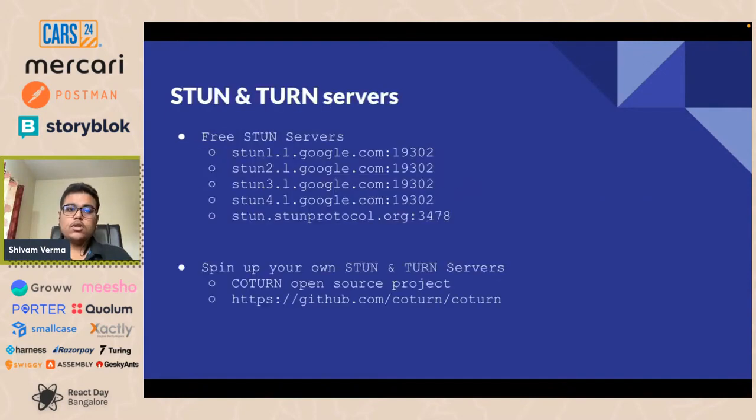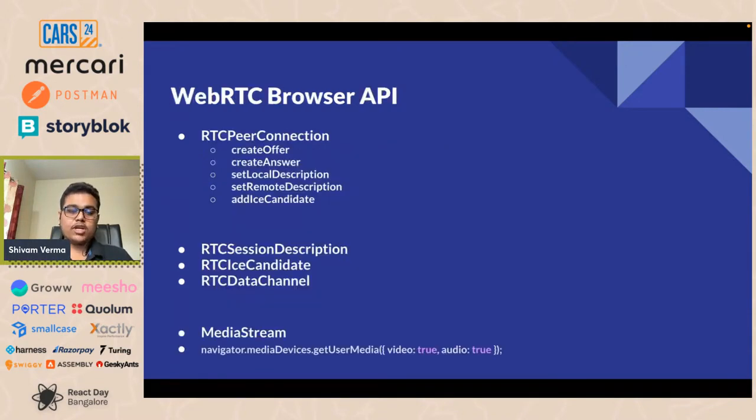So these are some STUN servers. Some are free, provided by Google. And if you need to spin up your own STUN and TURN servers, this is the open source GitHub project Coturn. You can look into that. And for the client side, there are browser APIs which we have.